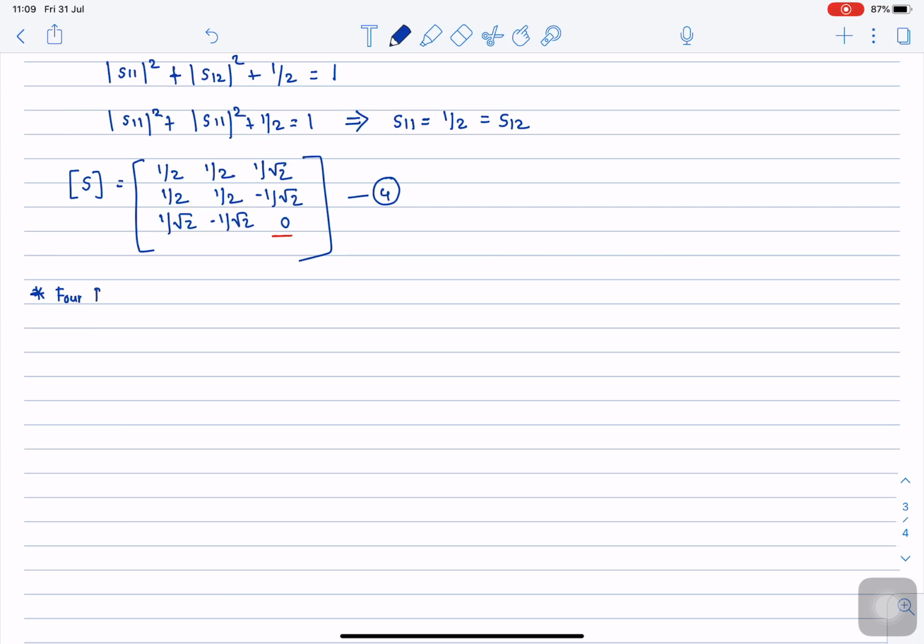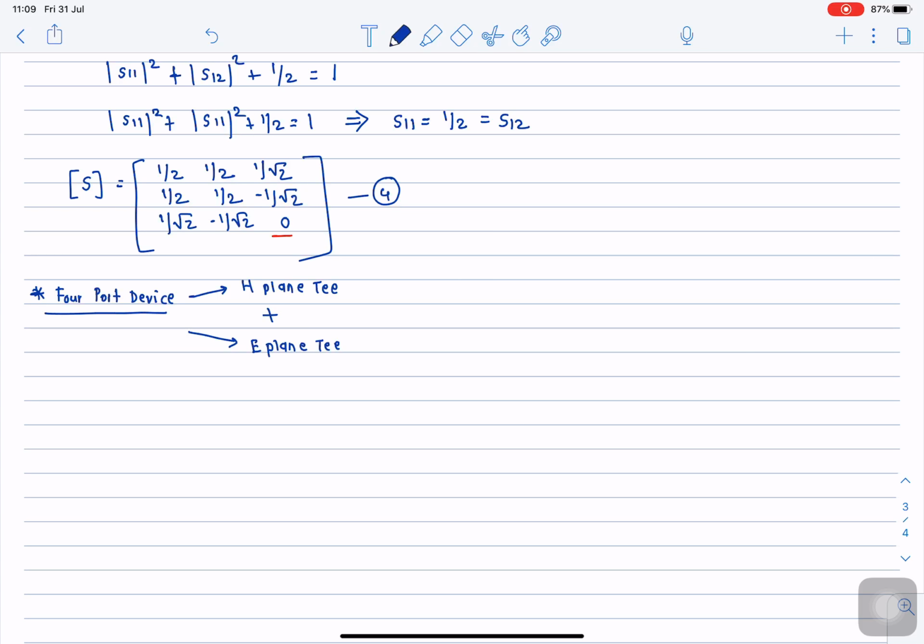So a 4-port device can be constructed by H plane T, adding this with E plane T. Okay, so when you add H plane T with E plane T, we will get a hybrid T.